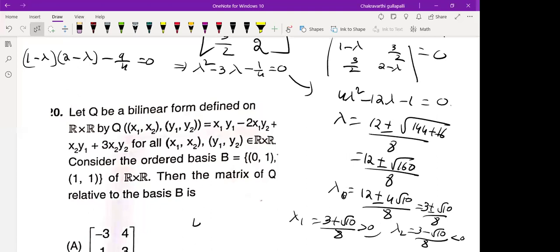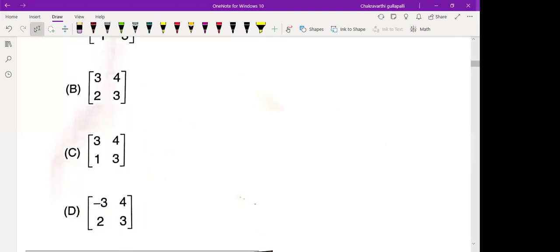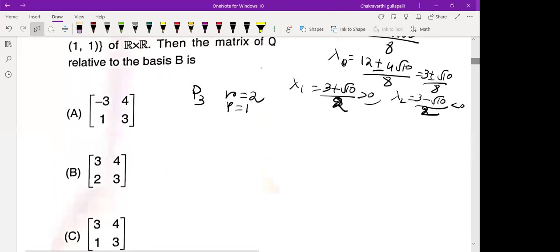So what is the rank for Q3? Rank is 2, non-zero. It is positive. So P is equal to the number of positive eigenvalues, 1. Then we have the signature. What is the signature for this? S is equal to number of positive minus number of negative, 1 minus 1.